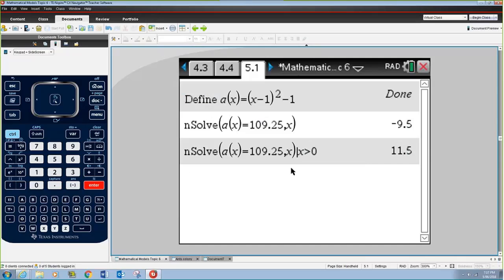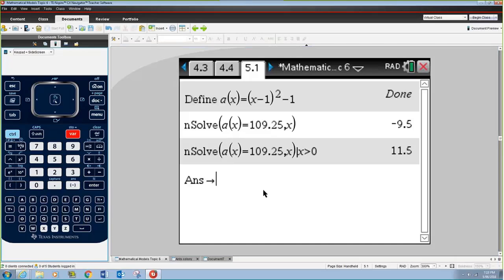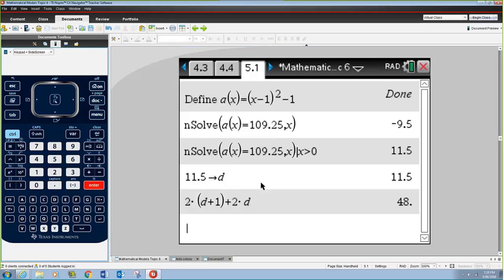I can store this value, which is also a good idea for the students to learn how to do. I can store this value as D, let's say, and then we were asked to find the length of the fence, so we would have 2 times (D plus 1), plus 2D. So it will be using the value which we already predefined. That's again something students should learn how to do, especially when the values are not exact values, and they wouldn't be using rounded values, but if they store them, they can use the whole values.